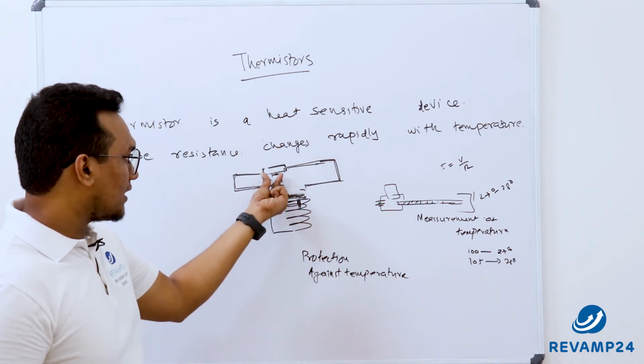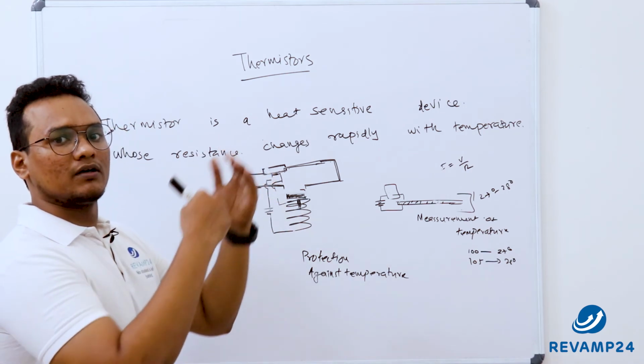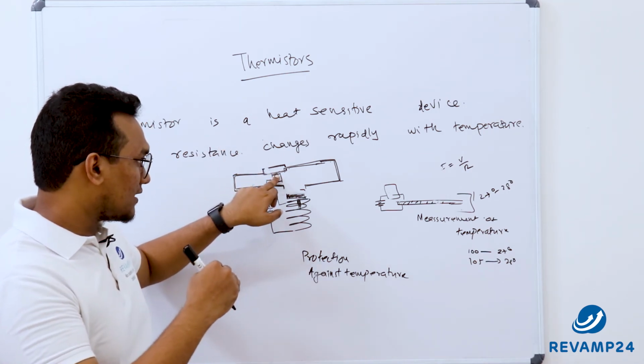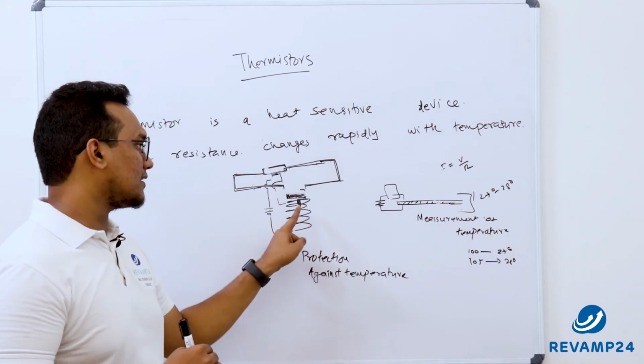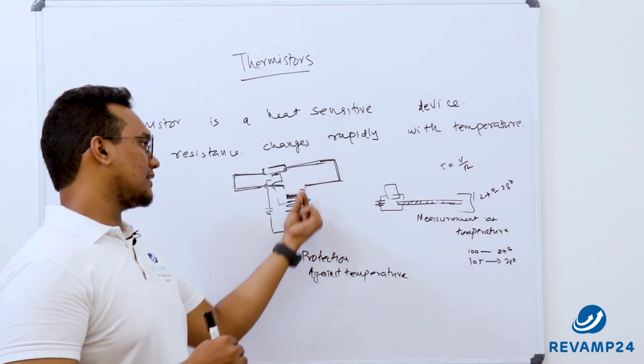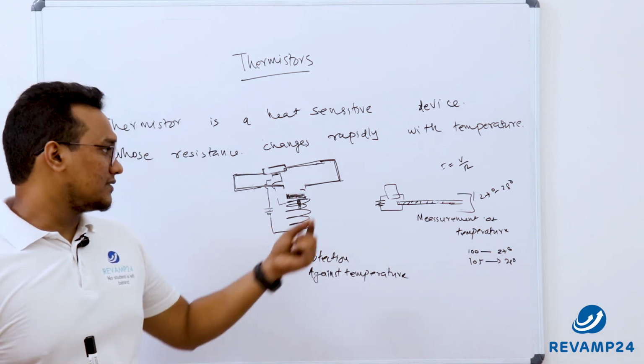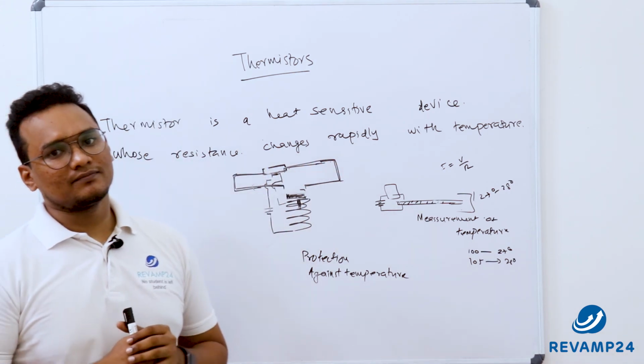Whenever the temperature is lower, the resistance will go down and the current will increase. When current increases, the electromagnet will be more magnetized and it can lift this plunger, thereby closing the circuit. Thank you.